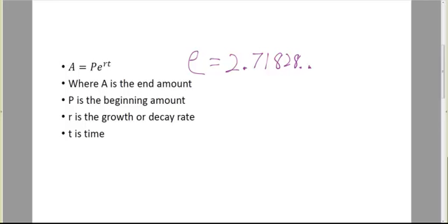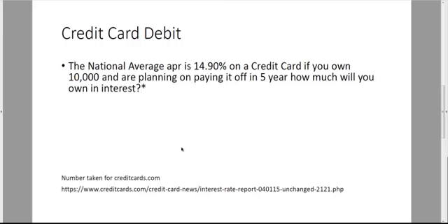Our capital A is the end amount, and I know we had a on our last equation on growth and decay as our starting amount, so we need to pay attention if it's capital or lowercase and where it is. P is our beginning amount. This usually stands for principal for our finance group. R is our growth or decay rate. Again, if it's growth it is positive, if it's decay it is negative. And t is time, and we need to be very careful on how we are using our time, if it's years or months.